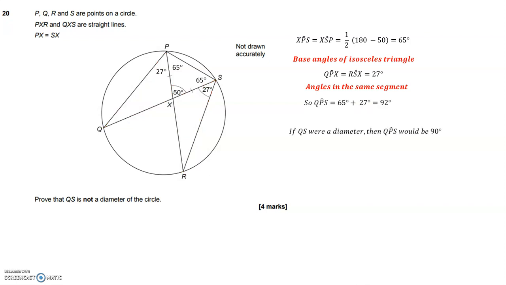So we write all that down. If QS were a diameter, then QPS would be 90 degrees, and that's because of the angle in a semicircle being a right angle, and therefore QS is not a diameter.